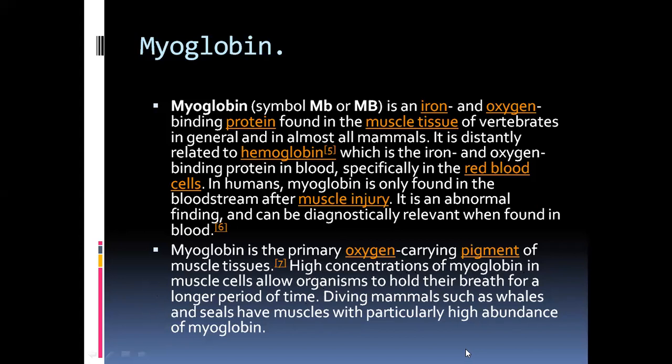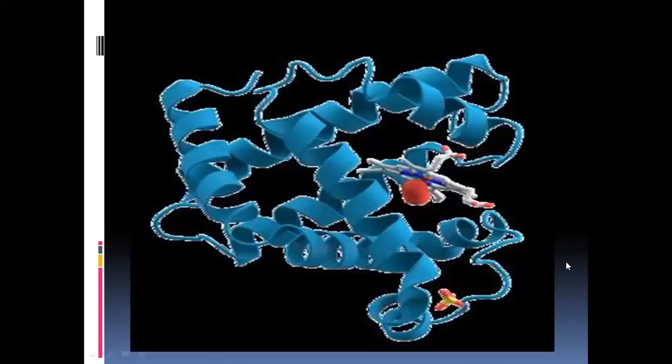And which mammals have this quality? Mainly the diving mammals such as whales and seals have muscles which have a very high amount of myoglobin. Myoglobin, look at this. This is just a brief structure showing just a single strand of protein which is containing the iron substance, binding with oxygen.